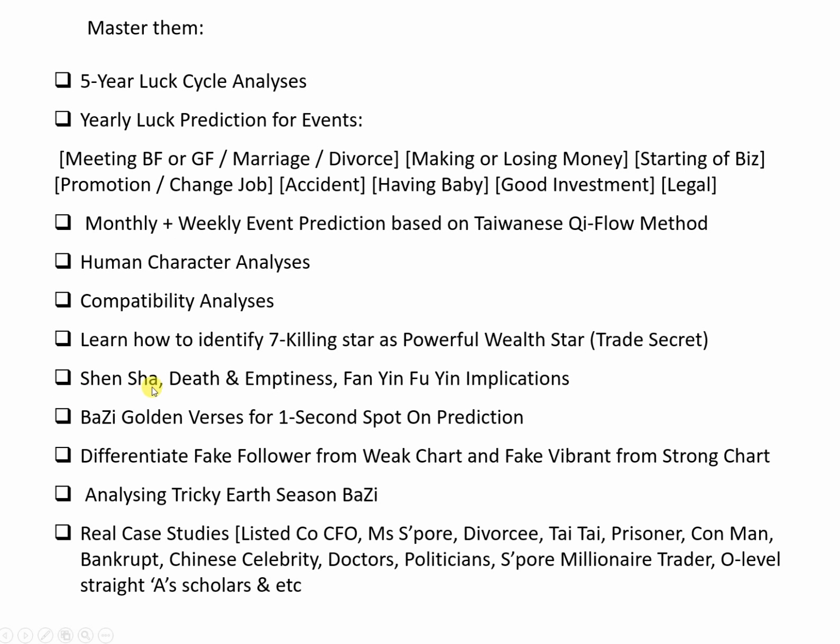You look at this chart, and because you remember a certain formula, a certain golden verse, like 三官见官为祸百端, straight away you know that this year this person will get into some legal case or lose a job, for example. Differentiate fake follower from weak chart and fake vibrant from strong chart, so that any type of permutation of 八字 comes to you, you are able to address it at almost 100% confidence level. If you practice more, 100% confidence level.